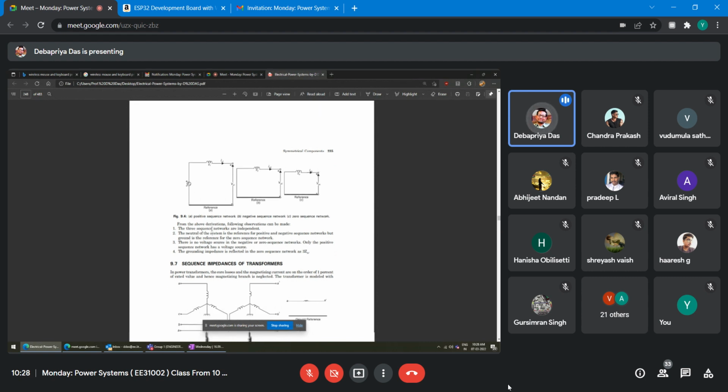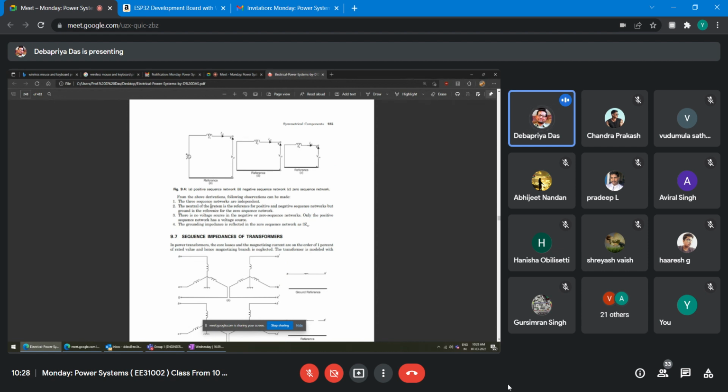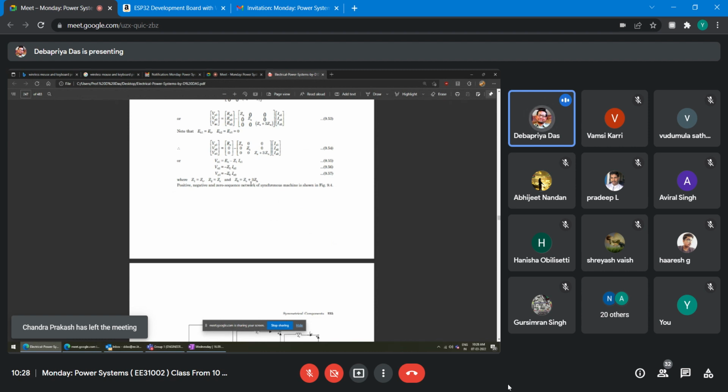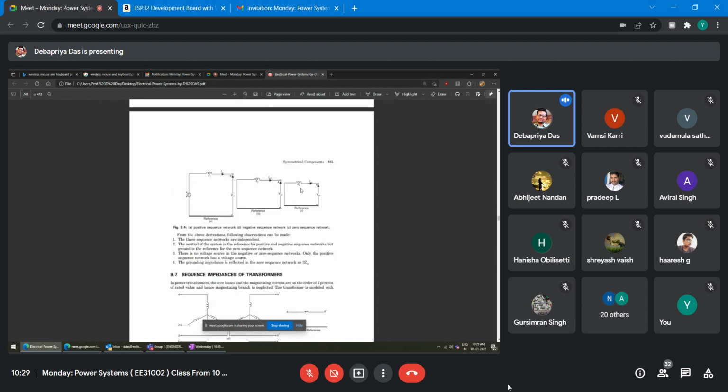Right. So from the above derivation, the following observations can be made. The three sequence networks are independent; there is no link to each other. The neutral of the system is the reference for the positive and negative sequence networks, but ground is the reference for the zero sequence network. Third, there is no voltage source in the negative or zero sequence network; only the positive sequence network has a voltage source. The grounding impedance is reflected in the zero sequence network as 3Zn. That is here, Z0 is equal to Zs plus 3Zn. If it is solidly grounded, then Zn is equal to 0. Otherwise Zs plus 3Zn, right? So that is your zero sequence impedance.